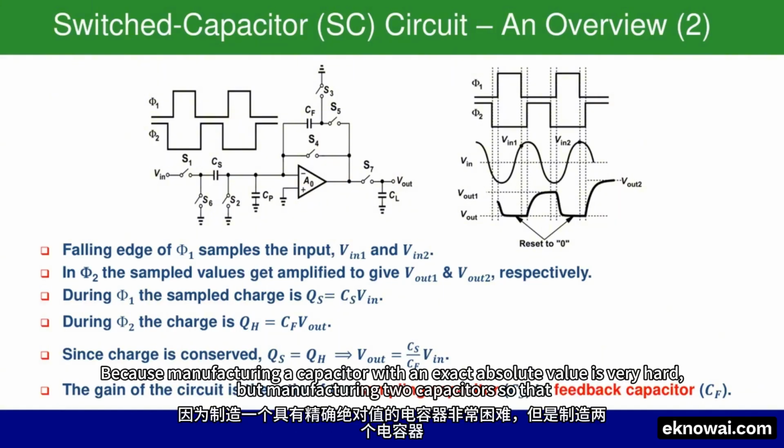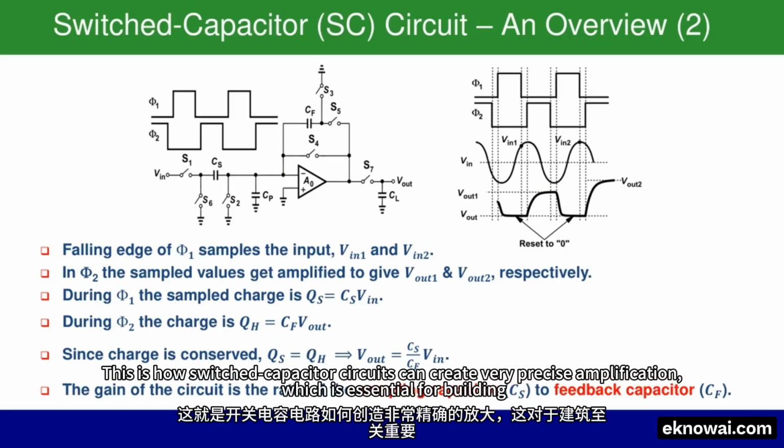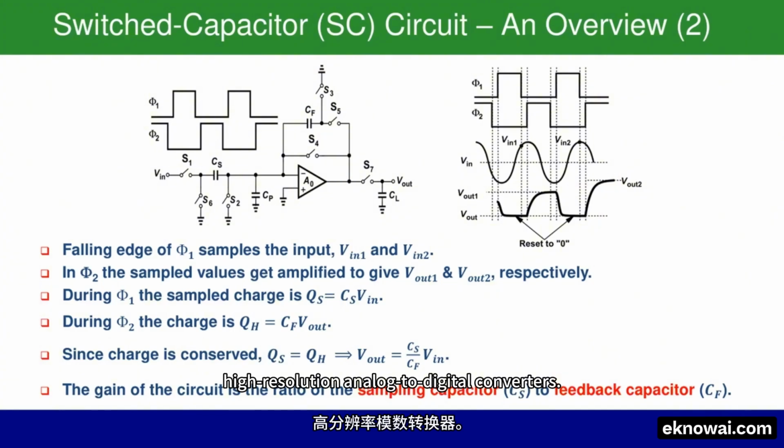Because manufacturing a capacitor with an exact absolute value is very hard, but manufacturing two capacitors so that their ratio is extremely accurate is much, much easier. This is how switched capacitor circuits can create very precise amplification, which is essential for building high-resolution analog-to-digital converters.